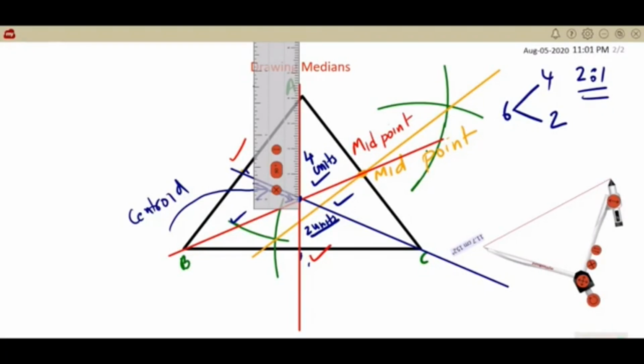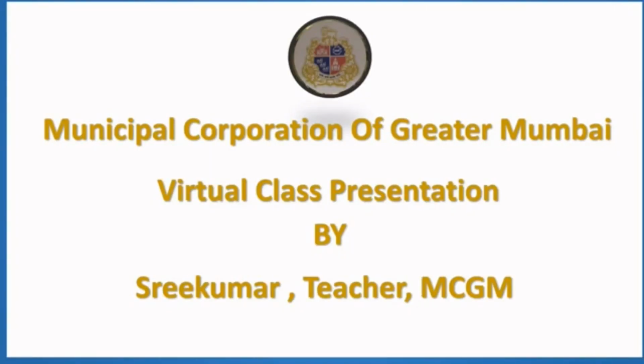So you know how to draw an altitude, and now you know how to draw a midpoint, how to draw medians and get the centroid, and how to draw altitudes and get the orthocenter. It's about the peculiarity of this.